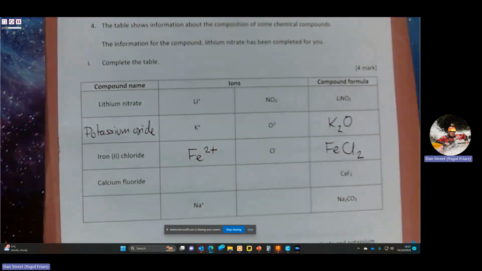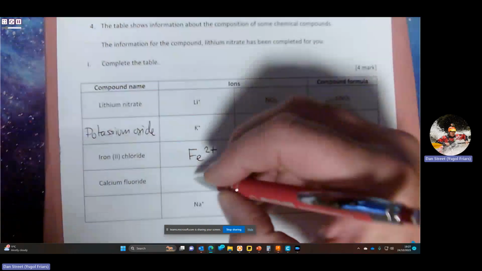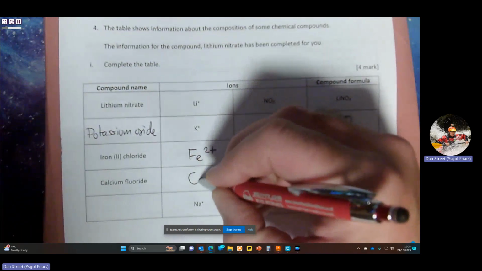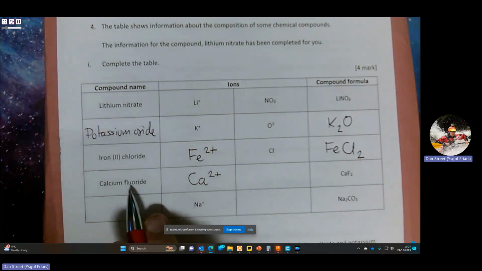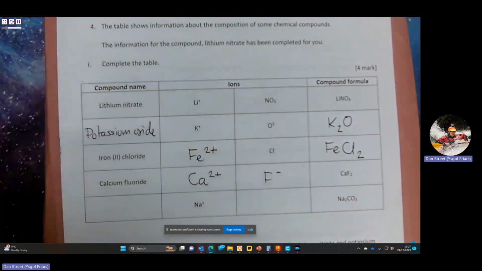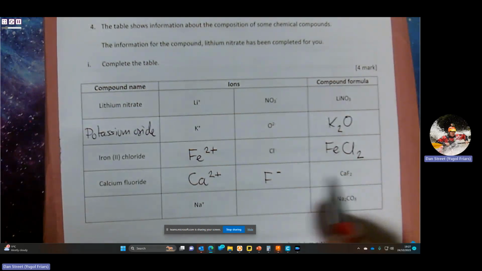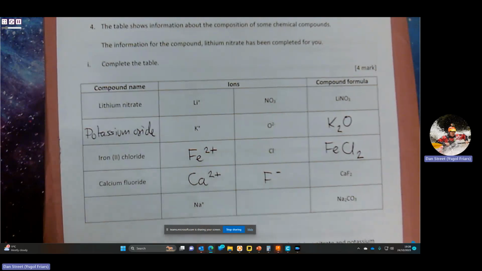Okay. For this one now, calcium fluoride, if we take some time to look at the back of the table, we will find that the symbol for calcium is Ca2 plus, and the symbol for fluoride is F minus, okay, which makes sense because we need 2 fluorides to cancel out 1 calcium, okay.